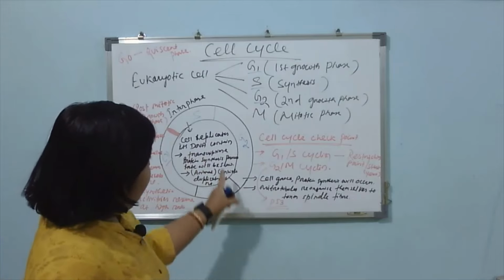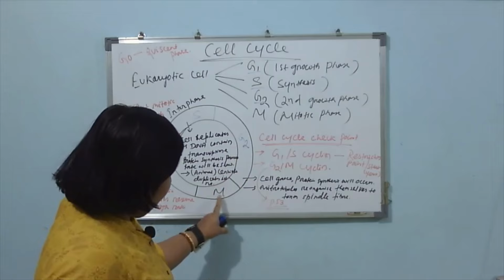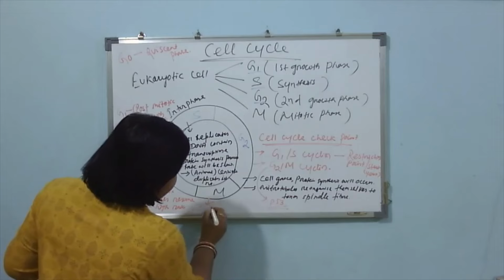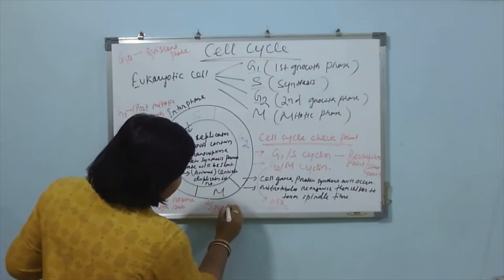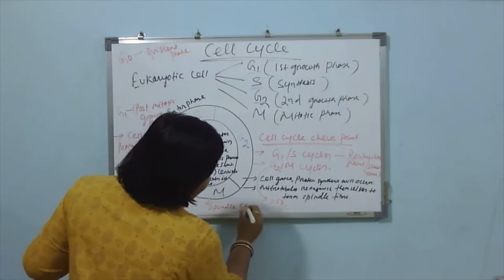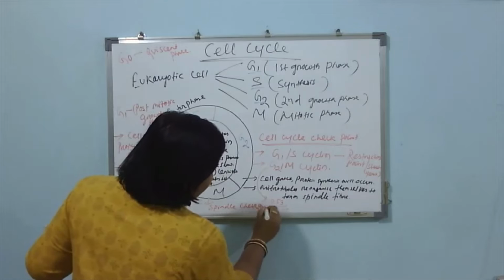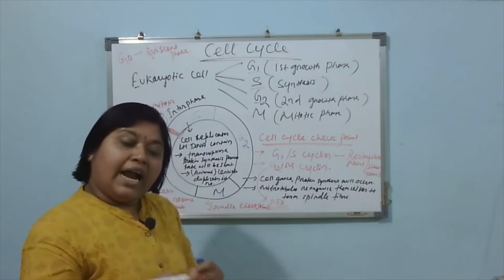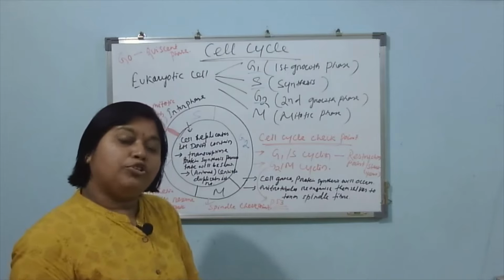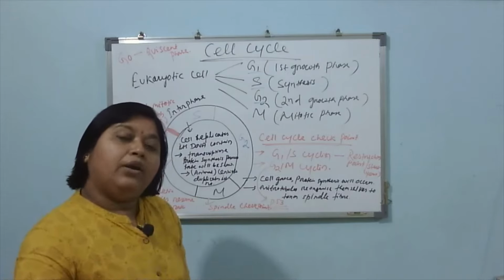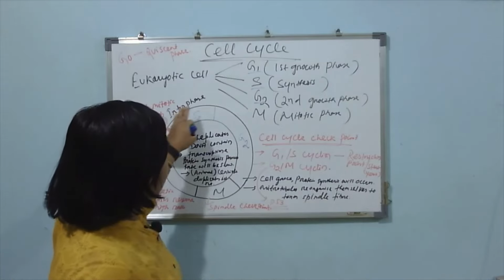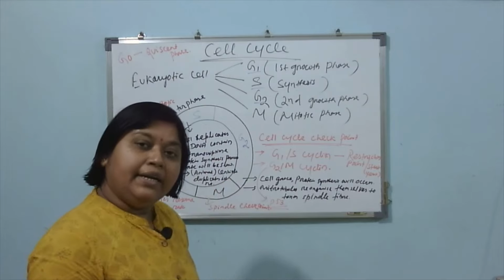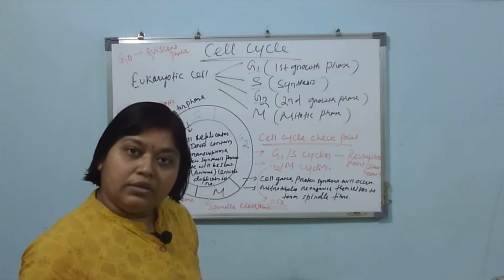Another checkpoint you will find in the M phase. In the M phase you will find the third checkpoint, that one is the spindle checkpoint. It will ensure whether all spindle fibers are attached with all chromosomes in the equatorial plane or not. In this way, the cell passes through different phases and enters into the mitotic phase. There it divides to form two daughter cells.